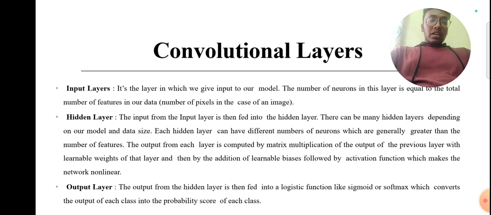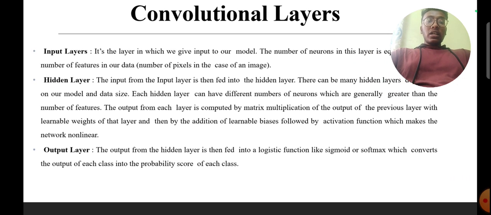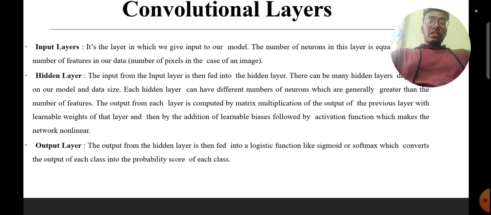There can be many hidden layers depending on our model and data size. Each hidden layer can have a different number of neurons, which are generally greater than the number of features. The output from each layer is computed by matrix multiplication of the output of the previous layer with the learnable weights of the layer, and then by the addition of learnable biases, followed by the activation function, which makes the network non-linear. The third and last layer is known as the output layer.